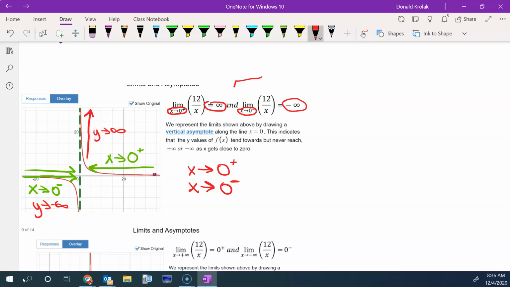So when you're answering a limit question, these are y coordinates. This is what the y coordinate is doing when the x coordinate is moving in a particular direction.